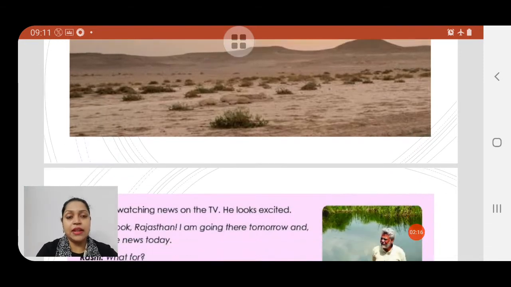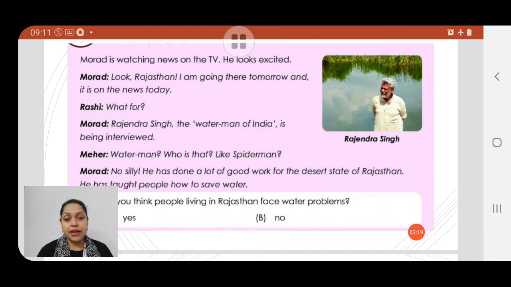So children, on the first page, the name of a very important person is given, Rajendra Singh. And who is he? He is the Waterman of India. Now why is he called the Waterman of India? Because he taught people how to save water. Now in desert areas, they get very little rainfall, and that's why I have shown you the picture. Very few trees are there. So this person teaches people how to save water, so he is called the Waterman of India.